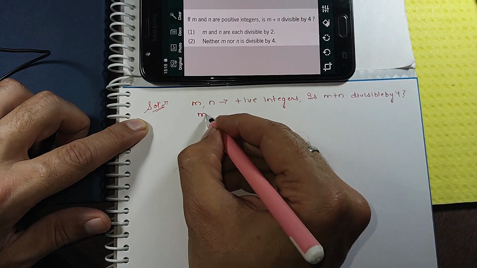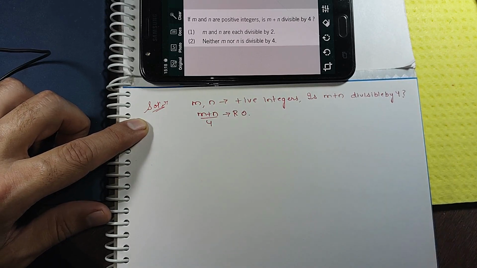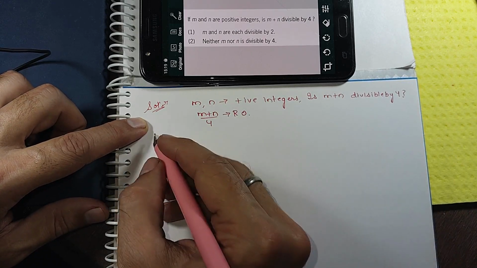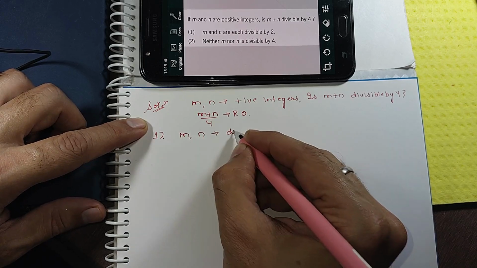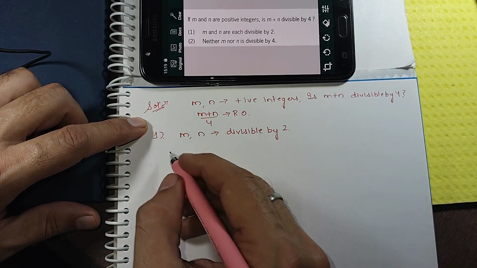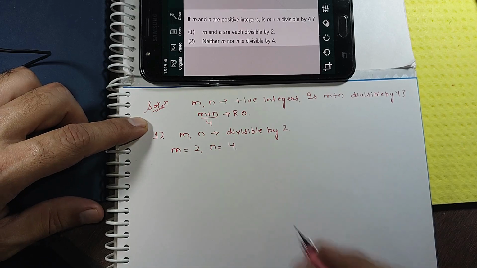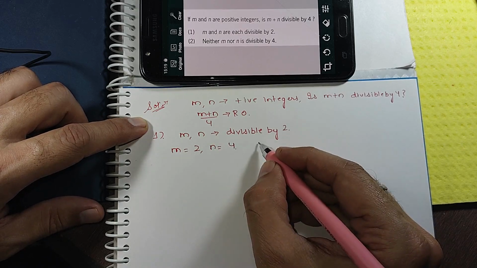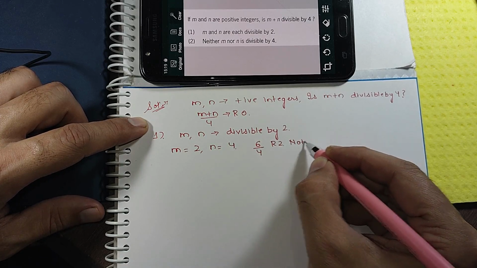Or we can say that (M plus N) divided by 4 should give us remainder equal to 0, right? Now moving to statement 1. Statement 1 tells us that M and N are each divisible by 2. Now M and N are positive, so we will assume some values. Let us suppose M is equal to 2 and N is equal to 4, right? Now M plus N is 6, divided by 4, that gives us a remainder 2. So this is not divisible, right?